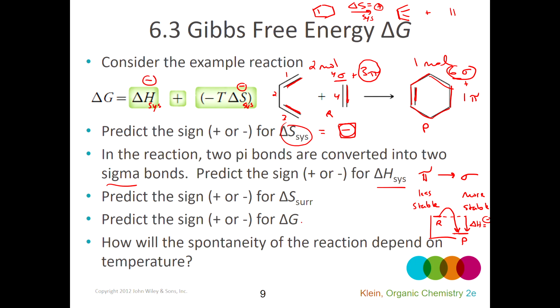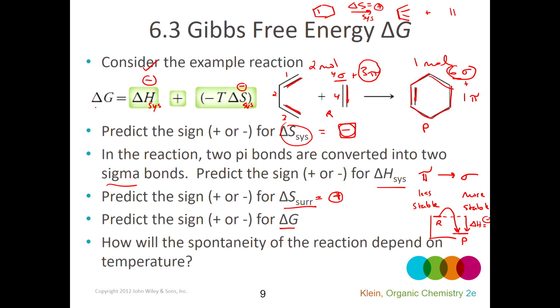So then what's the sign for delta S for surroundings? Well, once I know the sign for delta H for the system, I can then recognize that delta S for the surroundings will have the opposite sign. And that's always going to be true, because if the system is releasing energy, the surroundings temperature will go up, and the amount of variety in the motion of the particles will correspond with the temperature. So we know that. So then what's the sign for delta G?